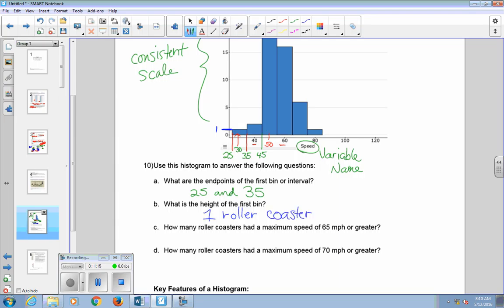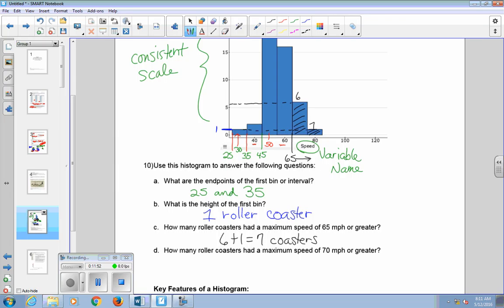Part C, how many roller coasters had a maximum speed of 65 miles per hour or greater? We come up here, our first step is we've got to find where 65 is on our graph. Here's 65 miles per hour. So 65 miles per hour or greater, we're going in that direction. We want the height of this bar and the height of that bar together. So this first bar appears to have a height of 6, and this bar has a height of 1. So we've got 6 plus 1 gives us 7 coasters that had a speed of 65 miles per hour or greater.